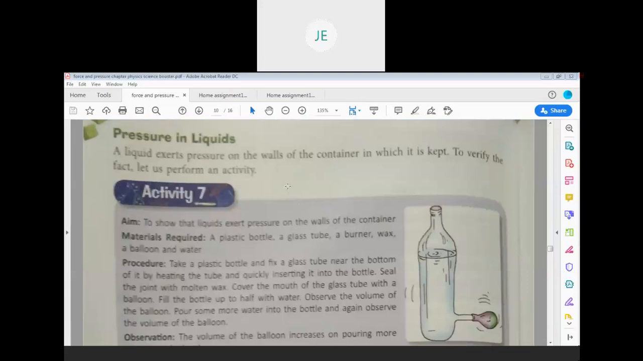Sir, I have a question. Yeah, till now we have learned pressure in solids. So let us go for pressure in liquids.